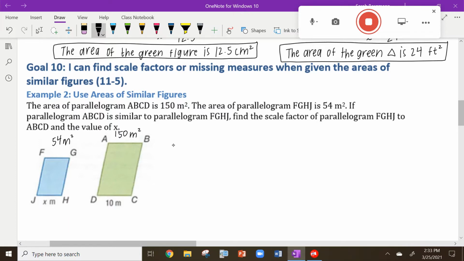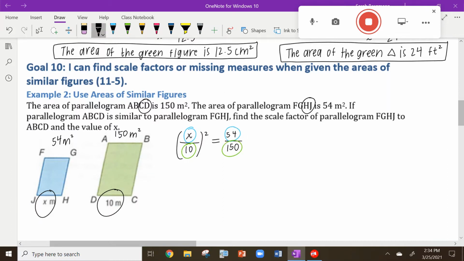So what we know is that the scale factor squared is equal to the ratio of the areas. So what we can do is to find the scale factor, JH corresponds to DC, since they're in the same spots on the similarity. So what we can do is put X over 10 to find the scale factor. Now remember, we have to square that in order to find the scale factor squared. X is coming from the blue shape, 10 comes from the green shape. So we have to stay consistent when we put in the areas. The blue shape goes in the numerator, the green shape goes in the denominator.